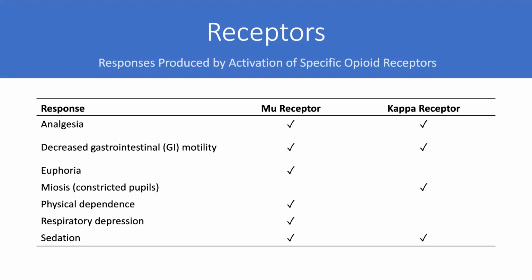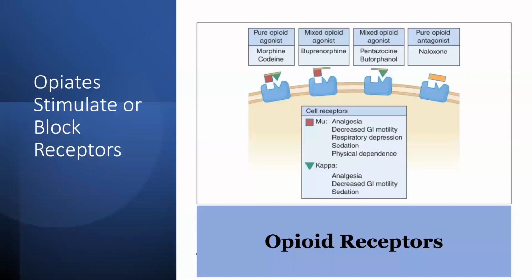Respiratory depression is that they're working on the mu receptor, sedation, mu receptor, and kappa receptor. It means if we are giving a drug which is going to act on the mu receptor, it will show all these responses. And if a drug is given in the body which is acting on the kappa receptor, it will show the responses as it is shown here.